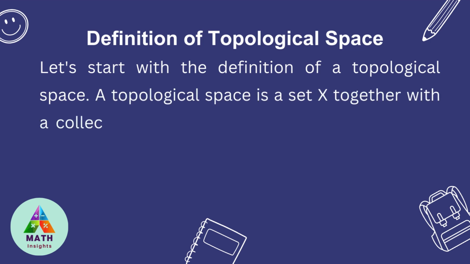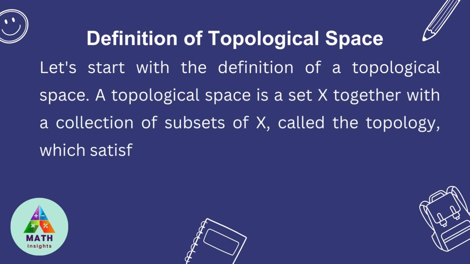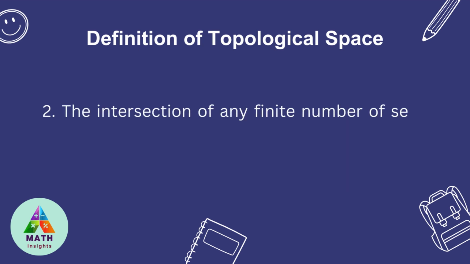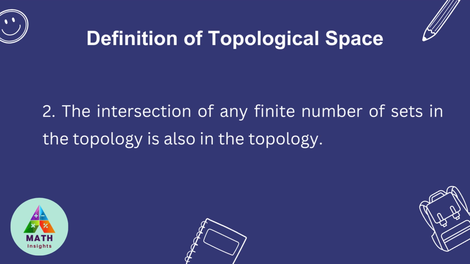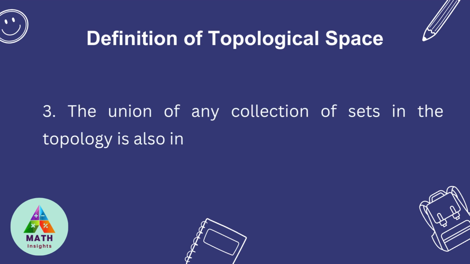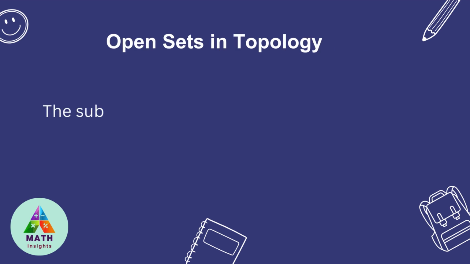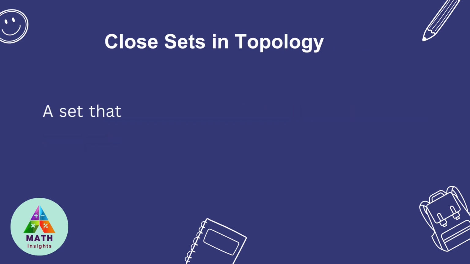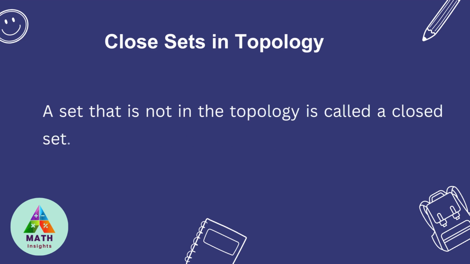A topological space is a set X together with a collection of subsets of X called the topology, which satisfies the following axioms. The empty set and X itself are in the topology. The intersection of any finite number of sets in the topology is also in the topology. The union of any collection of sets in the topology is also in the topology. The subsets of X that are in the topology are called open sets. A set that is not in the topology is called a closed set.